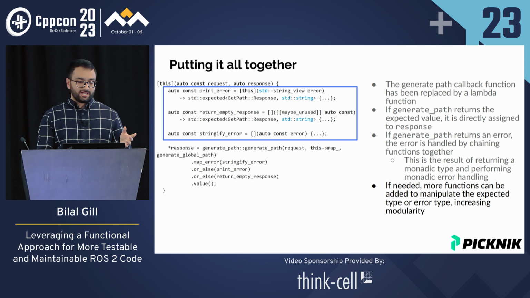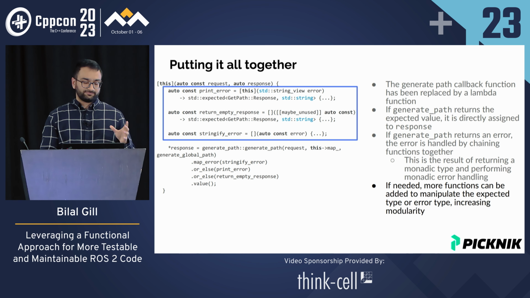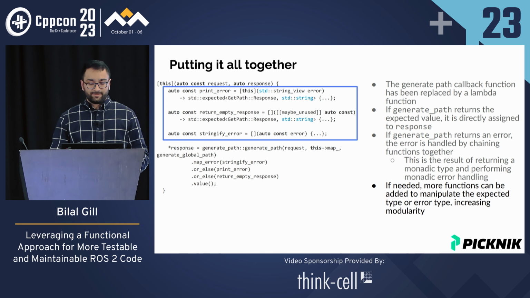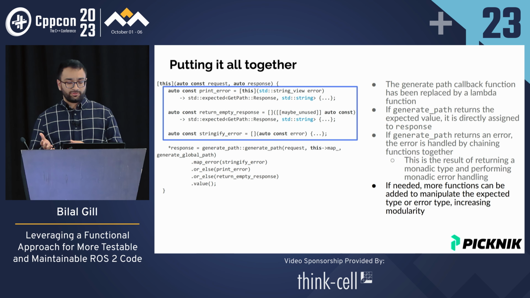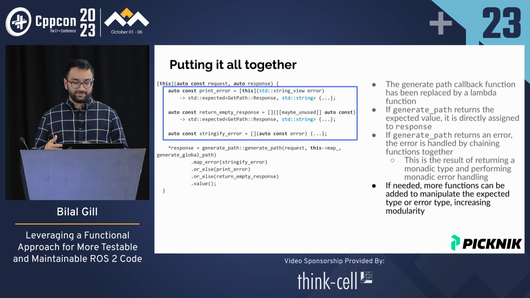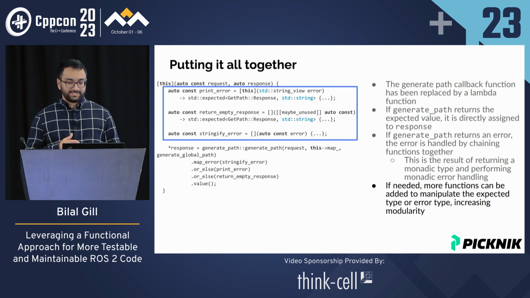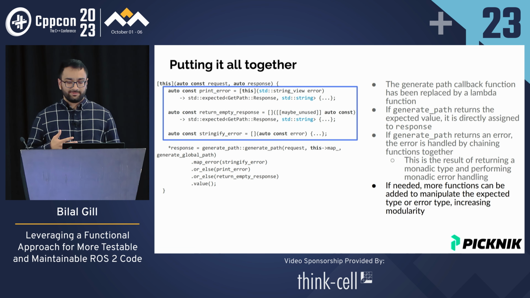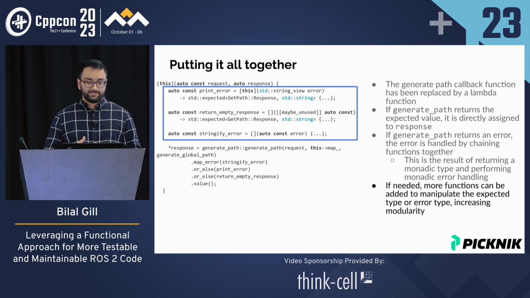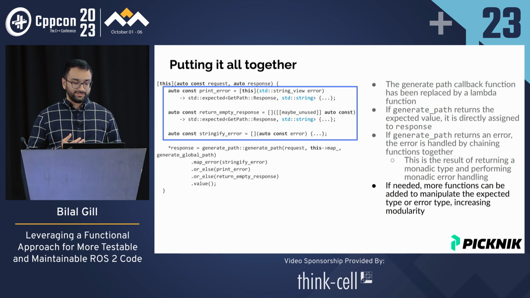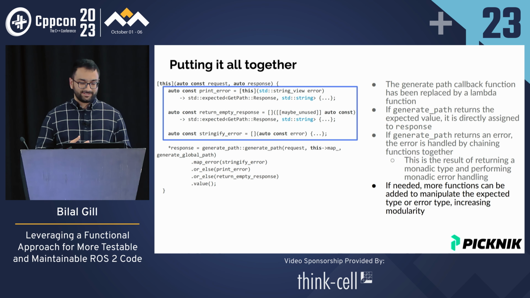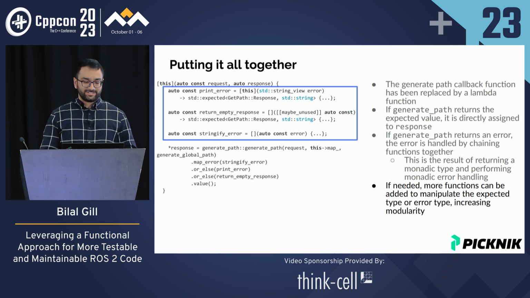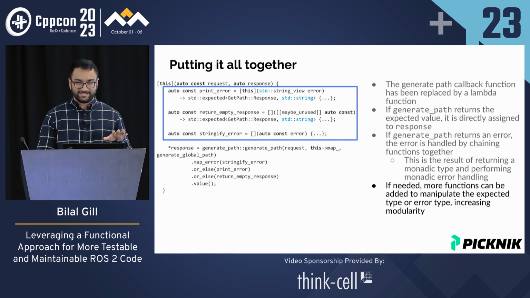If needed in our function call stack for monadic error handling, we can extend that. We can add more functions to manipulate the expected type or error type, which increases our modularity. Also pretty interesting to note is that with declarative syntax, it's easy to know what the function does without introspecting the code, right? So we can see that print error probably prints an error, return empty response returns an empty response, and stringify error takes our error code and turns it into a string. So it's really nice to be able to just look at code and know what it's doing without getting into all of its guts.